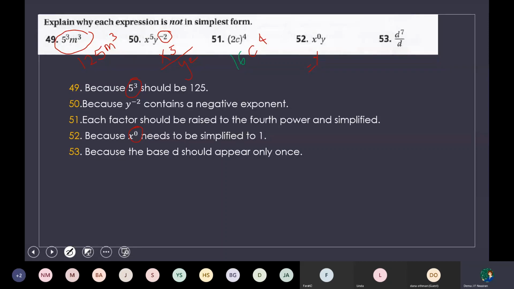The last one, number 53. You have d raised to 7 over d. Is it in the simplest form? No, because I must not see d 2 times. It must be only 1 time. Here, it appears 2 times. So I just simplify it by dividing it. So it will be d to the power 7 minus 1, which is d raised to 6, because here we have to divide the powers.